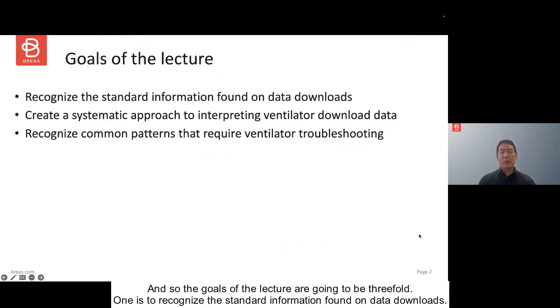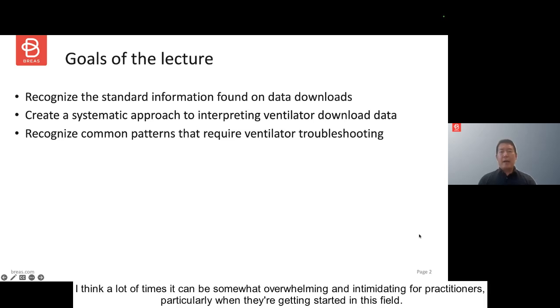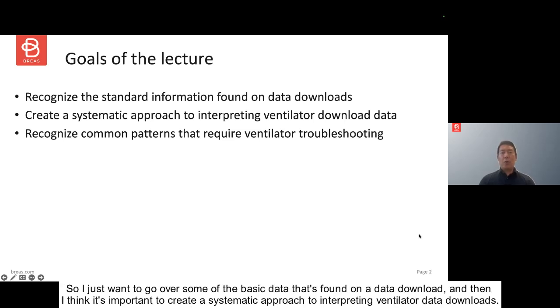And so the goals of the lecture are going to be threefold. One is to recognize the standard information found on data downloads. I think a lot of times it can be somewhat overwhelming and intimidating for practitioners, particularly when they're getting started in this field. So I just want to go over some of the basic data that's found on a data download.